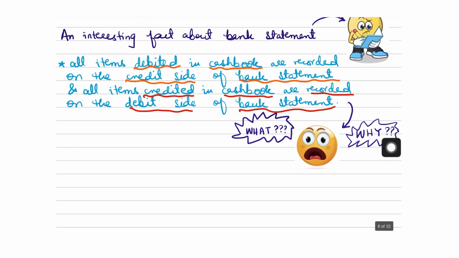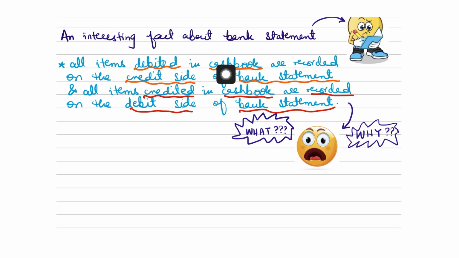So the fact is that whatever is debited in the cash book is recorded on the credit side of the bank statement, and what is credited in the cash book is recorded on the debit side of the bank statement. Now if we remember this, we can solve the questions very easily.